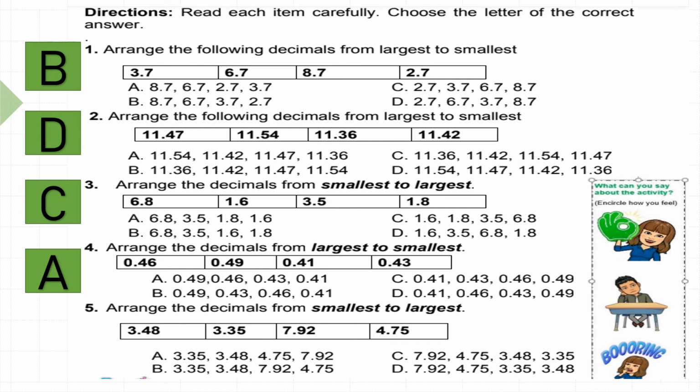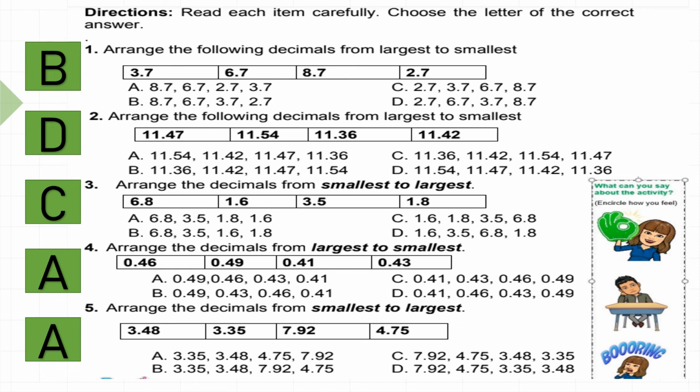Okay? So next number, last number is arrange the decimal from smallest to largest. The numbers are 3 and 48 hundredths, 3 and 35 hundredths, 7 and 92 hundredths, 4 and 75 hundredths. Look for the smallest up to the largest number. What is the correct answer? A, B, C, or D? Fantastic! You are also correct. It's letter A. So the smallest is 3 and 35 hundredths up to 7 and 92 hundredths.